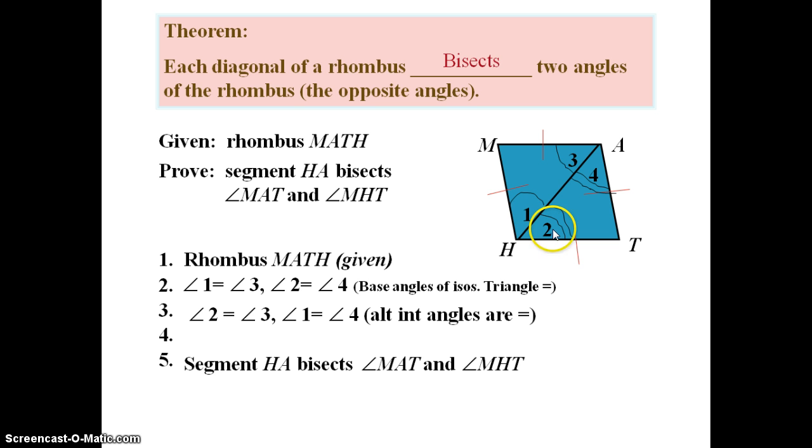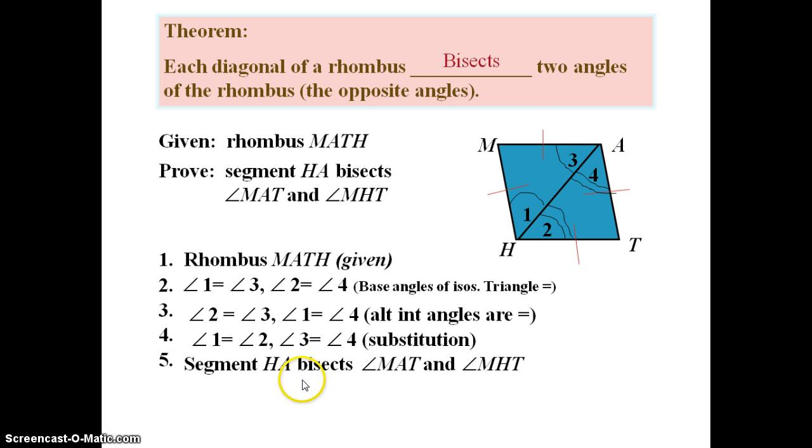I know that angle 2 and angle 3 are congruent because a rhombus is also a parallelogram, because remember it's underneath the parallelogram on the quadrilateral tree. I know that the alternate interior angles are going to be congruent because these sides are going to be parallel. So MA and HT are parallel, which means angle 3 and angle 2 are congruent. The same thing goes for the other sides. MH and AT are going to be parallel, which is going to make 1 and 4 congruent.